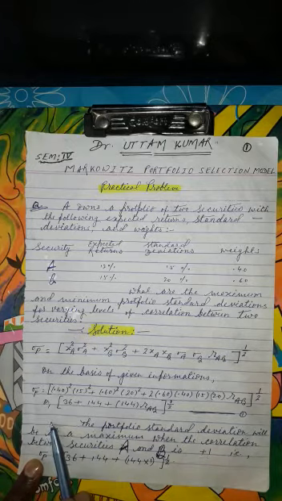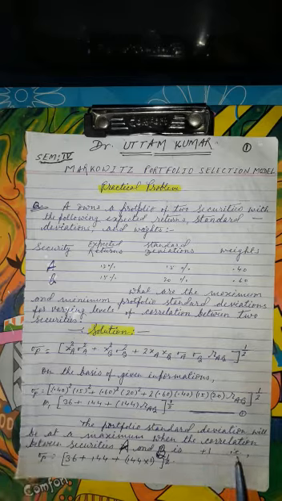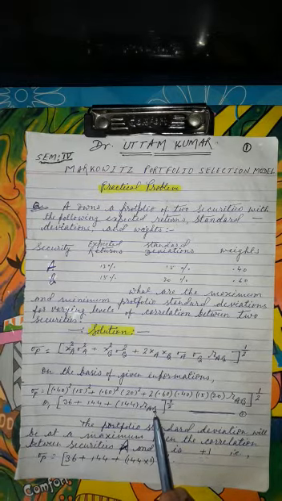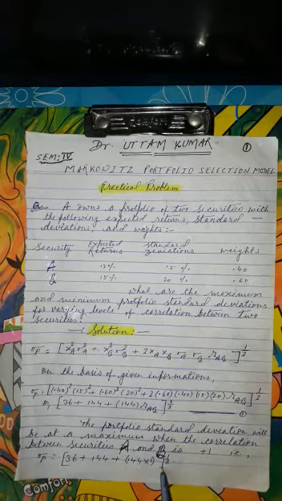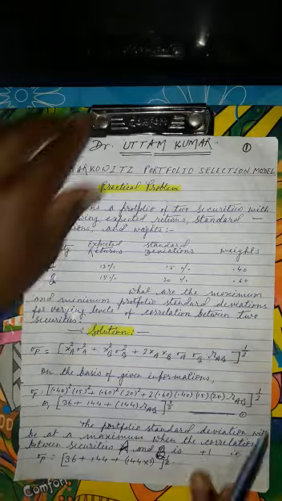Earlier, we discussed that the portfolio standard deviation will be at a maximum when the correlation between securities A and B is +1. That is, putting +1 in place of the correlation between A and B, we get this expression. After solving this, we get the maximum portfolio standard deviation, which is 18%.